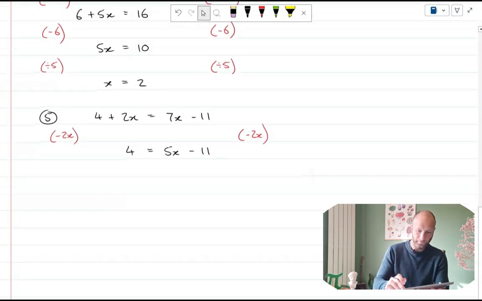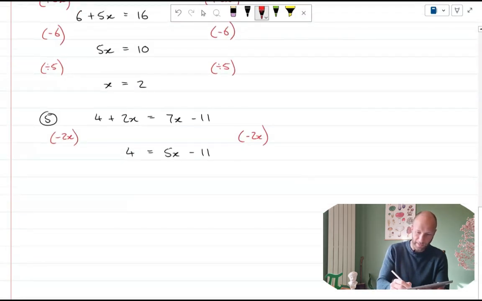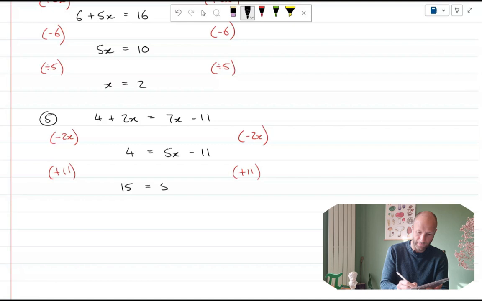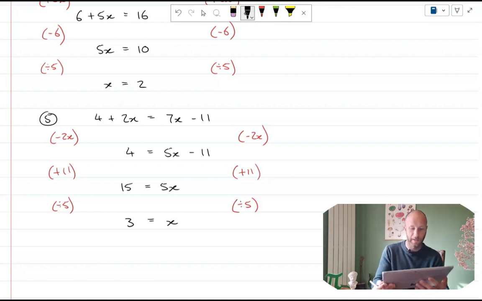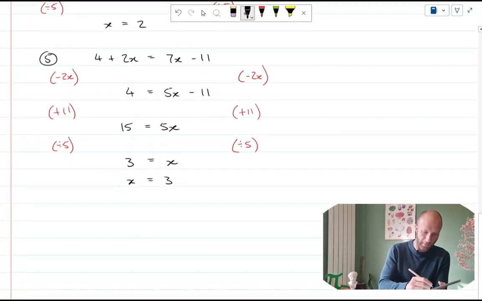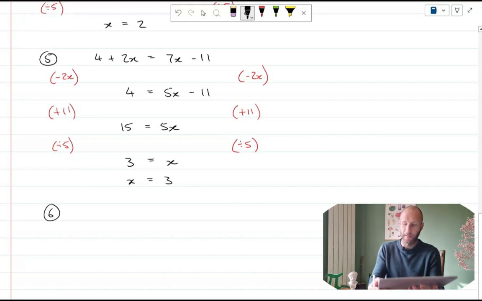And then from here, I can get the 5x by itself by adding 11 to both sides to cancel that negative 11. So add 11 to the left, add 11 to the right, which cancels the minus 11. And then to get rid of that multiplication by 5, divide both sides by 5. I'll get 15 divided by 5 on the left, and 5x divided by 5 just cancels the timesing by 5. So I just get x, and then I can rewrite it, because if 3 is x, then x must be 3. So that's how we deal with x's on both sides. A couple more examples of this, and then we're done.